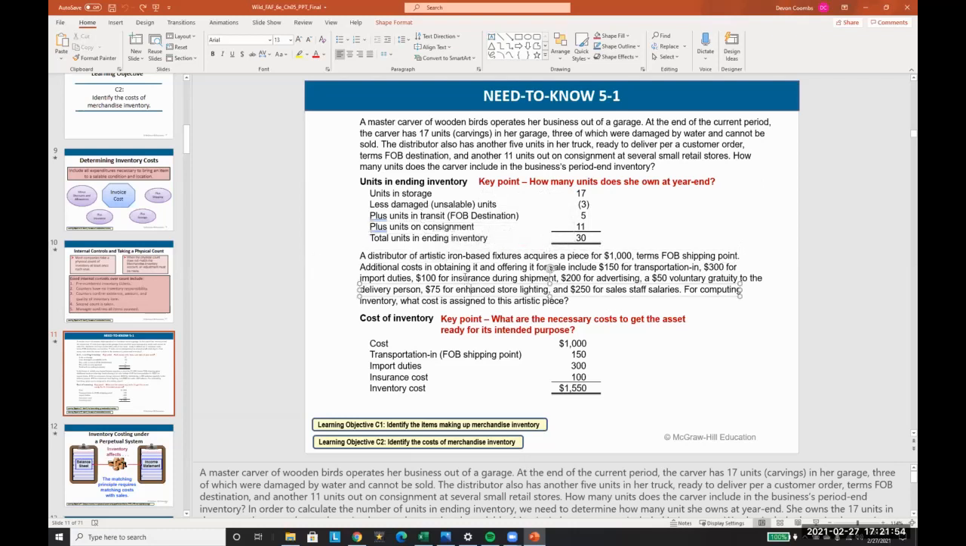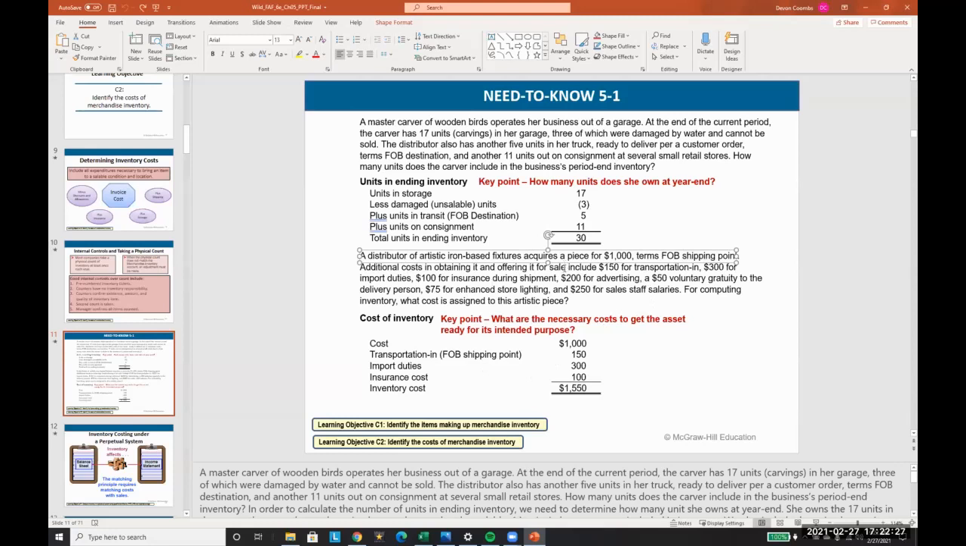A distributor of artistic iron-based fixtures. Well, let's read the question first. What are the necessary costs to get the assets ready for the intended purpose? The iron-based fixtures are $1,000. So we know that we need that. We're going to have to pay that at least, so we can add that to the costs. It's FOB shipping point. So we have to add in the transportation costs because it's coming to us and the shipping costs are our responsibility. If it was FOB destination, we wouldn't add the costs in, right?